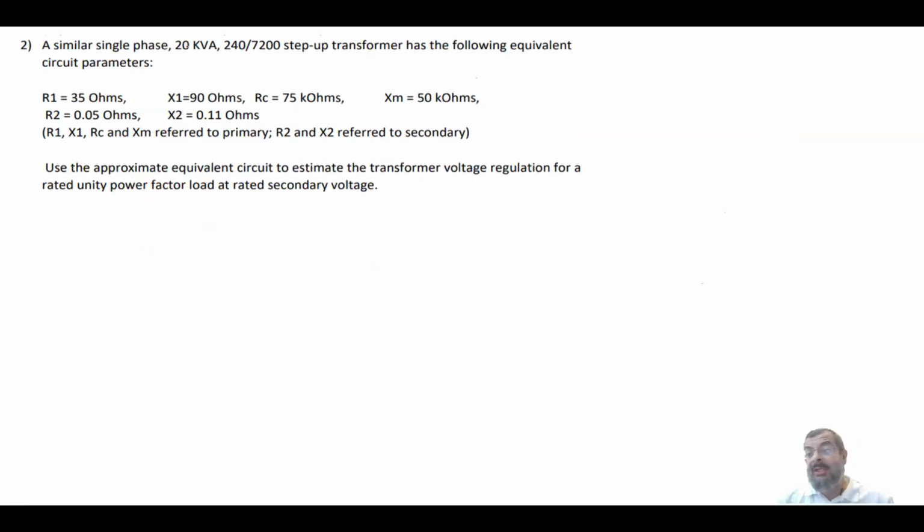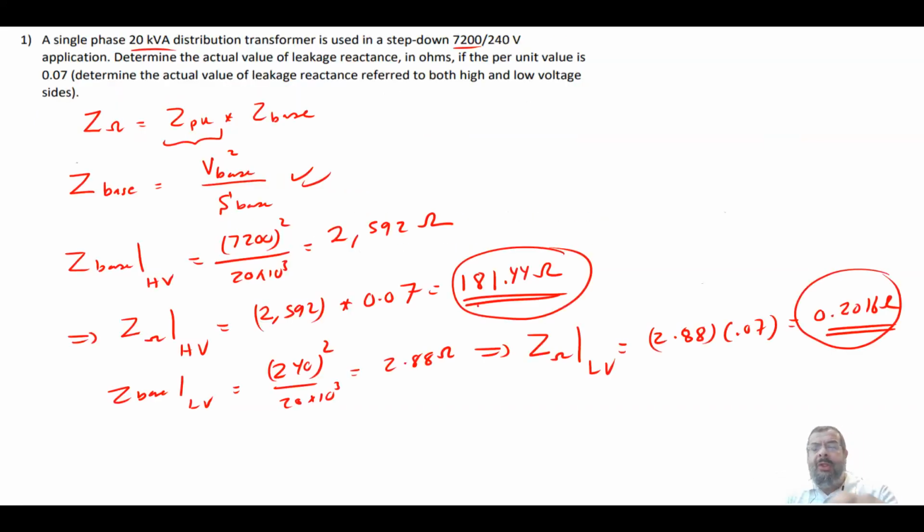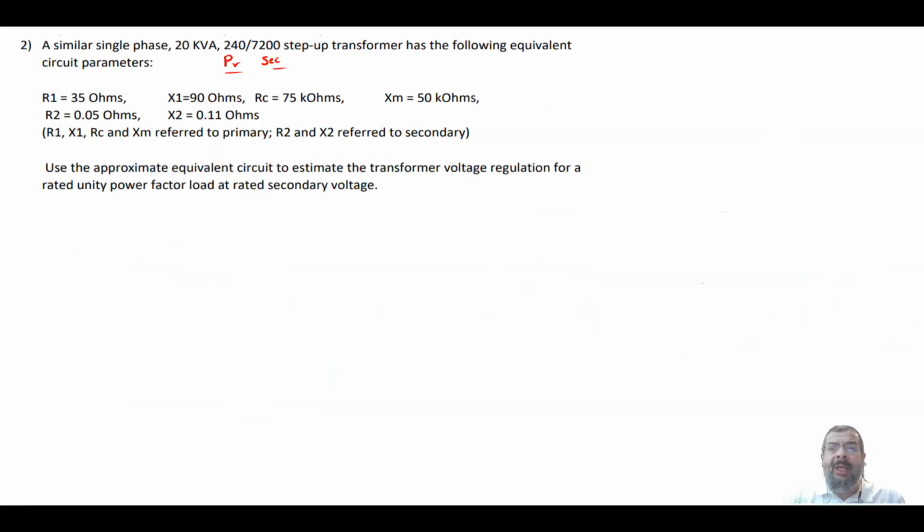Here is a transformer similar to the one we did for the per unit, but this one is basically a step up. This is the primary side and this is the secondary side. This becomes a step up instead of a step down, because in the previous question it was 7,200 by 240, so that was a step down transformer.